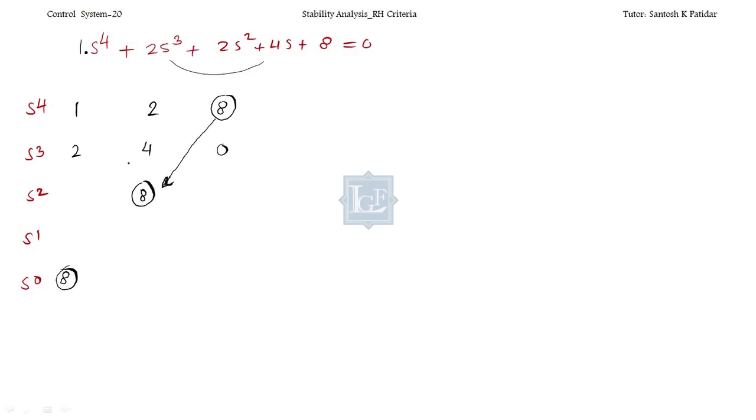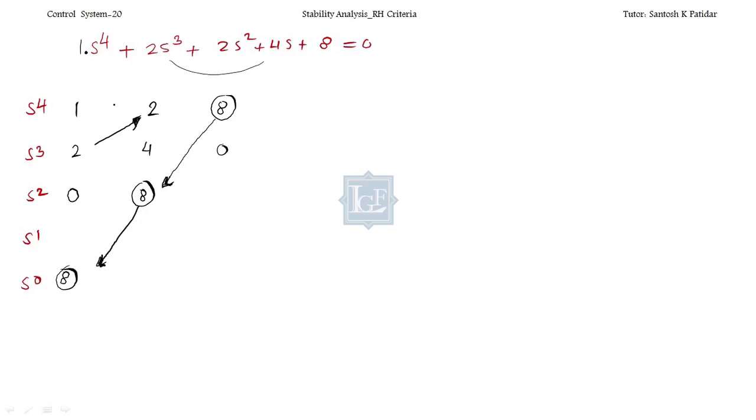You have to just skip one row, and in the next column you will get the same value. If you calculate this, you will get the same value. Now let's find out this value: 2 into 2 over here, 4 minus 4, divided by 2. Here you are getting 0.